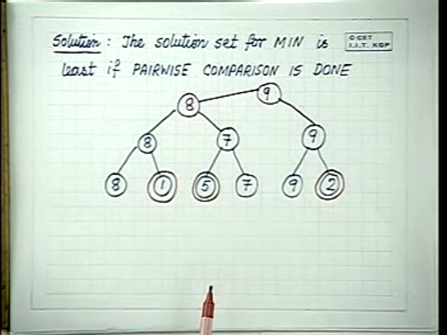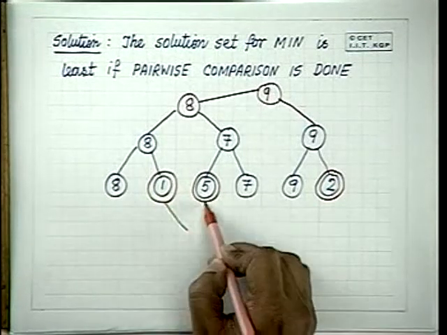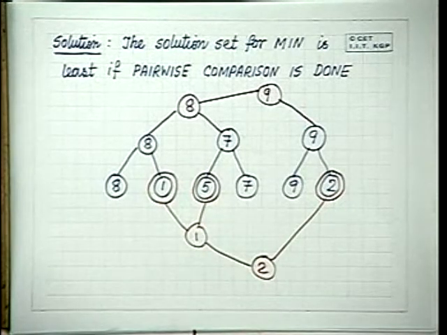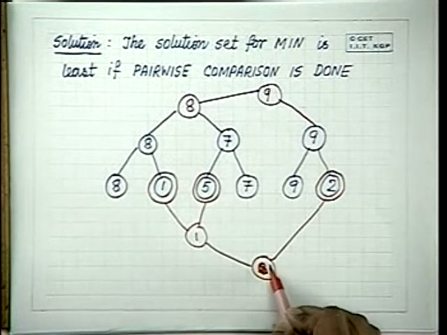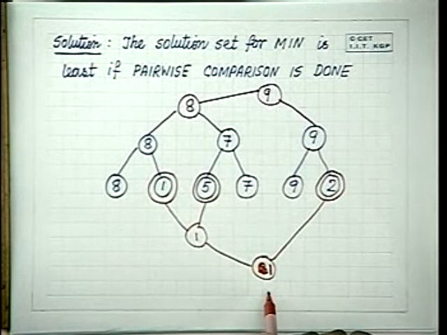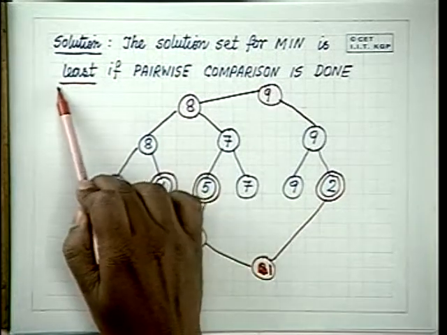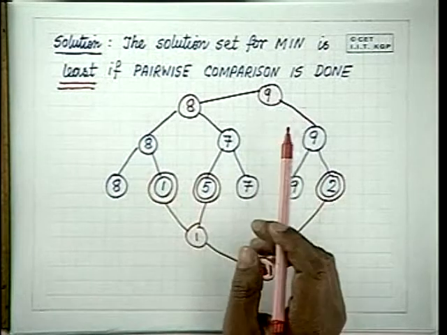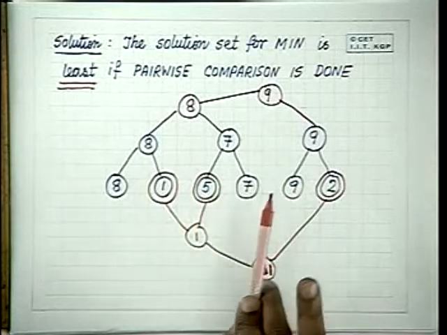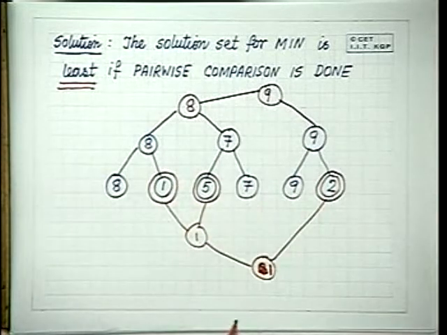And what you can do is, you can have another tournament between the losers in the reverse direction. Sorry, this will be 1, and declare the minimum. So the solution set for min will be least. I am just giving an informal argument, you can just sit down and prove it, it will not take much time. If pairwise comparison is done, it will be least in other situations also, but at least if pairwise comparison is done, it is definitely going to be least.